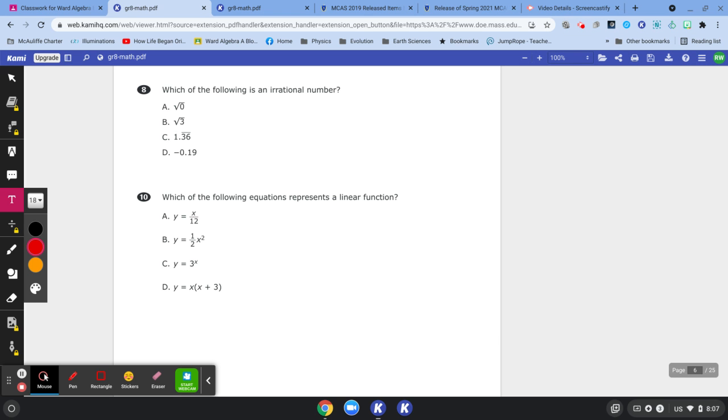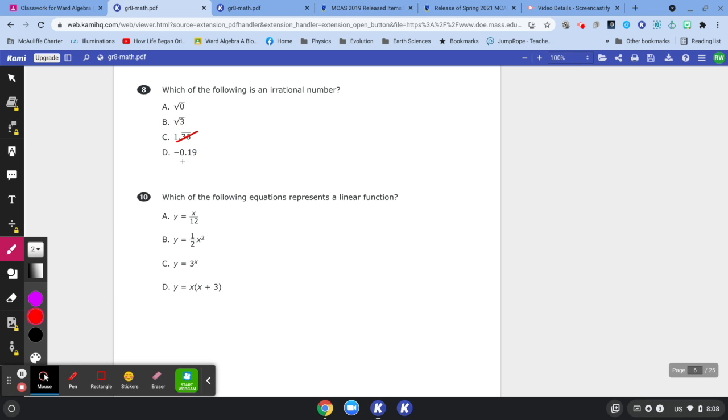Remember, irrational numbers cannot be expressed as a fraction or as a decimal that terminates, it stops, or a decimal that repeats. Decimals that repeat can be expressed as fractions, and decimals that terminate can be expressed as fractions. So I'm going to rule out 1.36 repeating because that's 1 and 36/99. It can be expressed as a fraction because it's got that repeating bar.